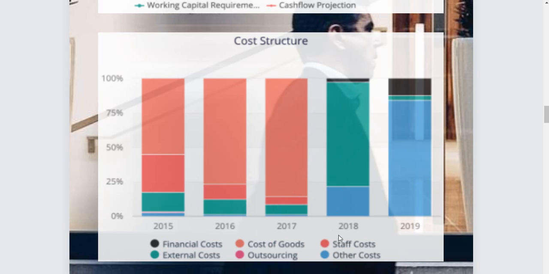You can see in 2018, the external costs were very high. That is the amount of money you had to pay for external reasons. This color is the cost of goods, which is how much money you have to pay your providers. Outsourcing, staff costs, which is probably salaries, and any other costs.